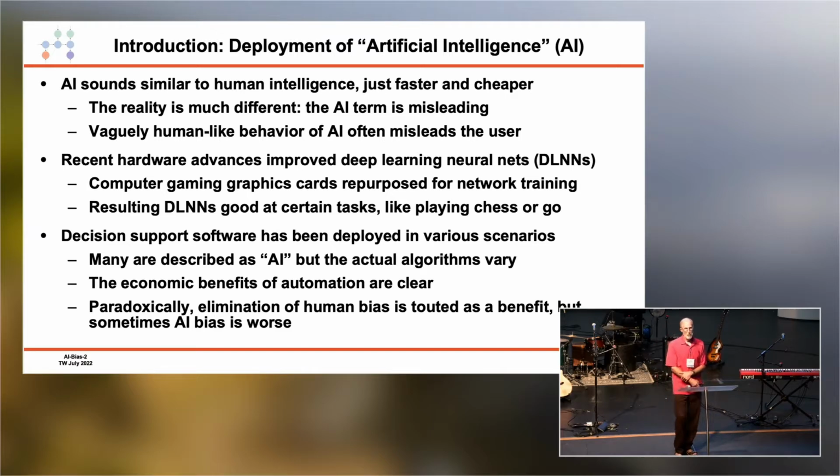Now, decision support software is designed to assist humans who have to make decisions. Many are described as AI, but the actual algorithms vary. And the economic benefits of automation are clear. But paradoxically, while they say human bias can be eliminated by the machines, sometimes AI bias is worse.